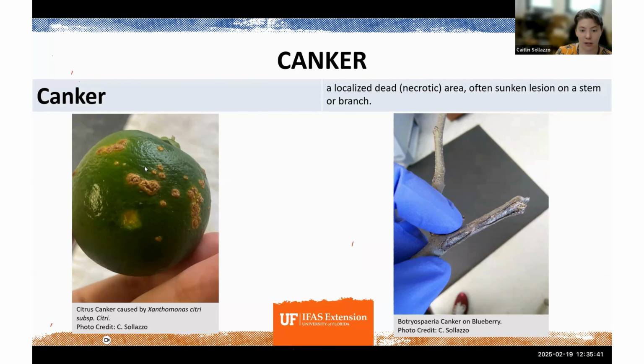And then this is bacteria, and then this is fungi. So it's one way to say that you don't always know. I would say more often cankers are caused by fungi, but you can't always be certain.